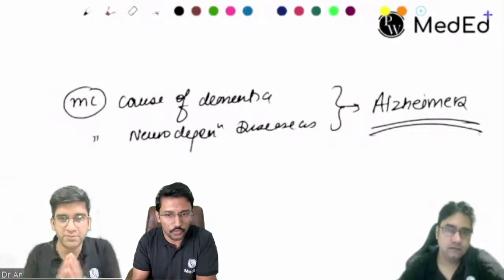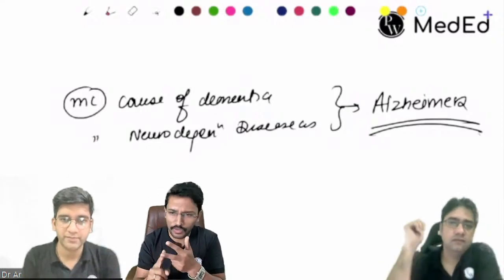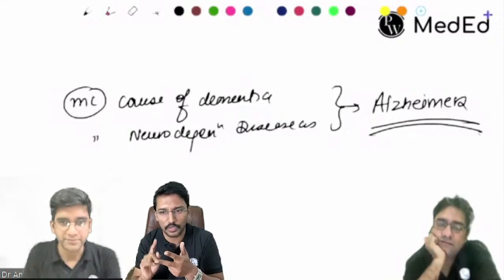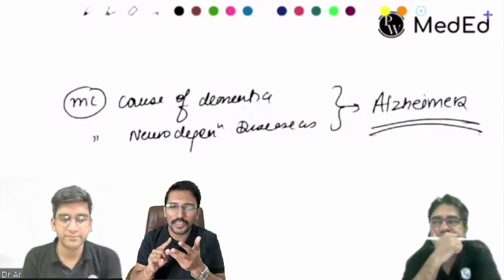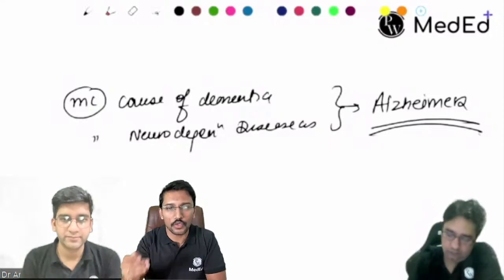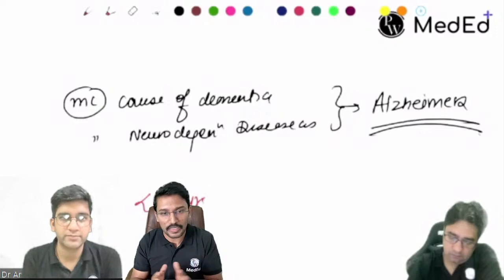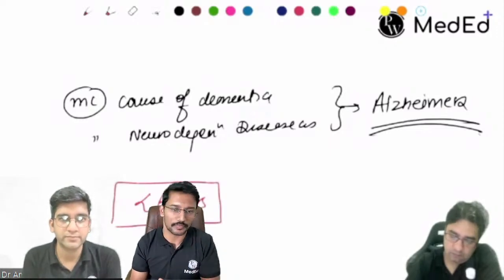So all we need to do is, number one, rule out the reversible causes of dementia. We have already made a list of a few important reversible causes of dementia. Number two, if it is a pre-senile case, age less than 65 years, only in those cases you might need to do some additional steps. What additional steps do we generally take? We do a brain imaging.